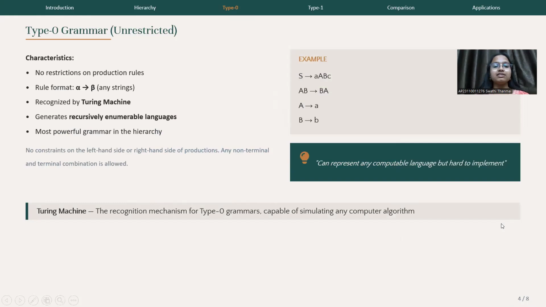Now, coming to the topic, type 0 grammar. Let us look at type 0 grammar, also called unrestricted grammar. In this grammar, there are no restrictions on the production rules. The rule can be written as alpha produces beta, where both sides can be any string of terminals and non-terminals. Type 0 grammars are recognized by a Turing machine. They generate recursively enumerable languages, which means they can represent any language that can be computed. This makes type 0 the most powerful grammar, but it is difficult to implement in practice.